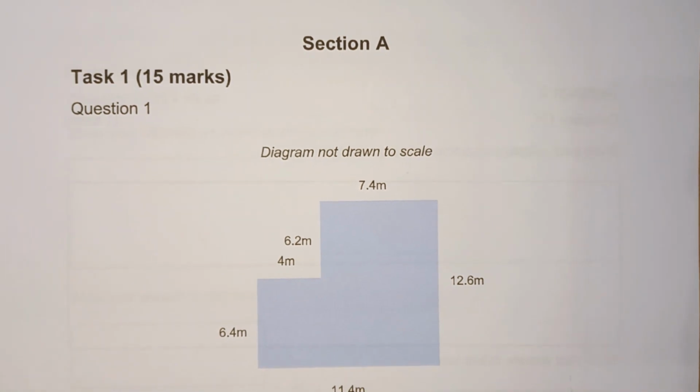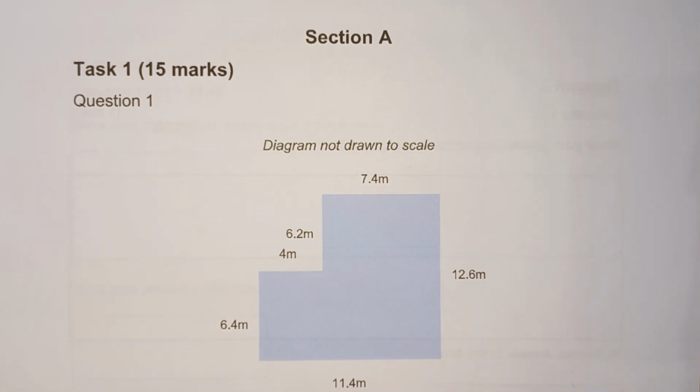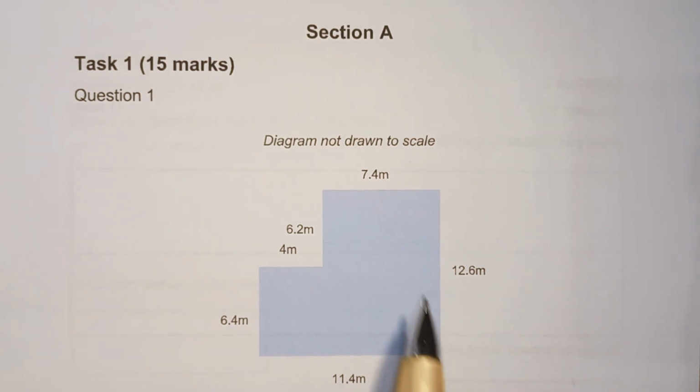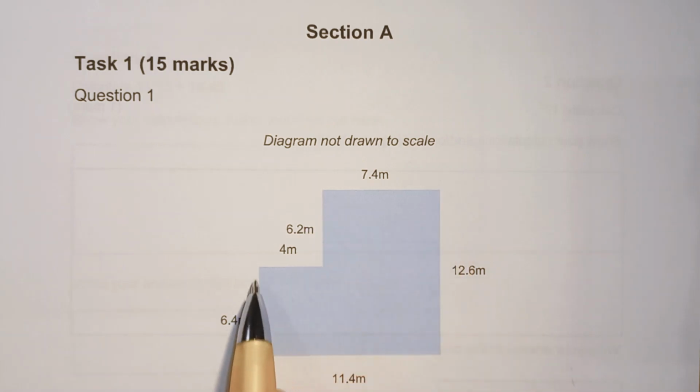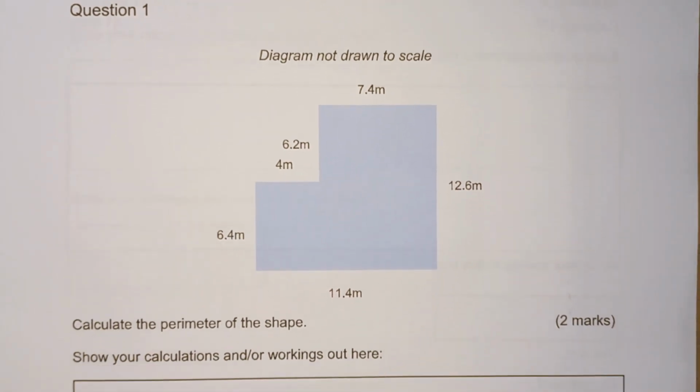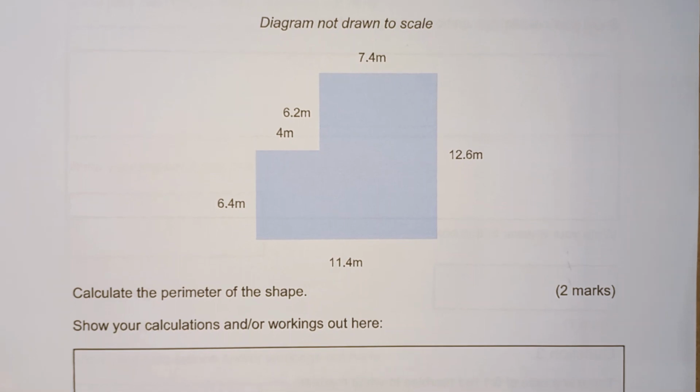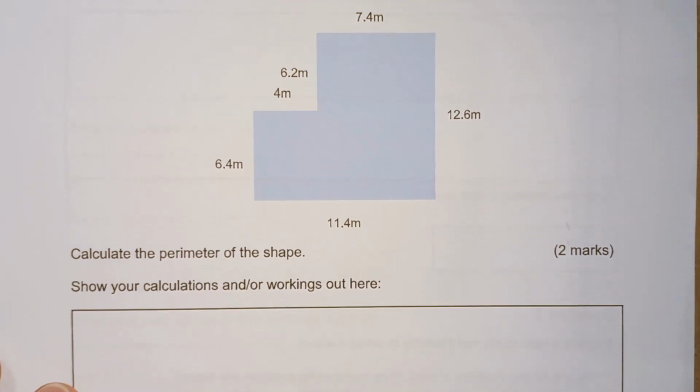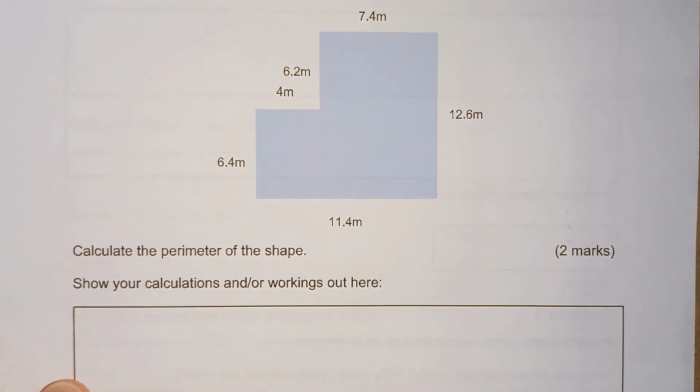Task 1. We've got question 1 here. We've got a diagram. It's not drawn to scale. We've got some measurements along some of the sides of the shape. And here we've got the actual question. Calculate the perimeter of the shape. Show your calculations and/or workings out here.